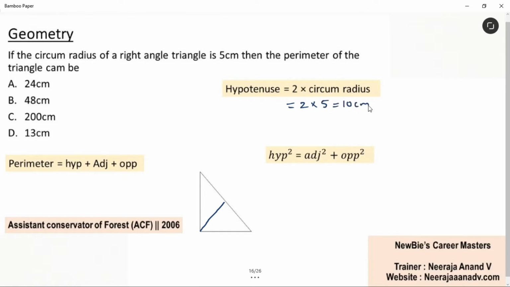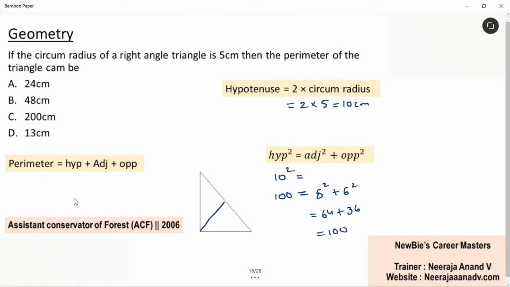Now it's a very simple question. Hypotenuse square is equal to adjacent square plus opposite square. This we know, correct? Pythagoras theorem. Hypotenuse square means 10 square. Then what is this value? 100. Think of the values, newbies. Which two numbers' squares will give you 100? Think of it. Very simple. 8 square and 6 square. 8 square is 64 and 6 square is 36. These two summed give you 100.